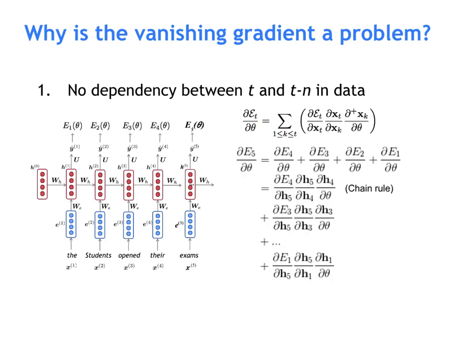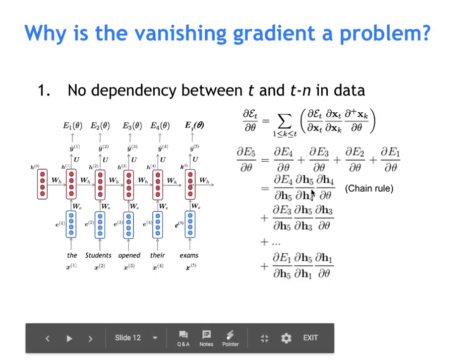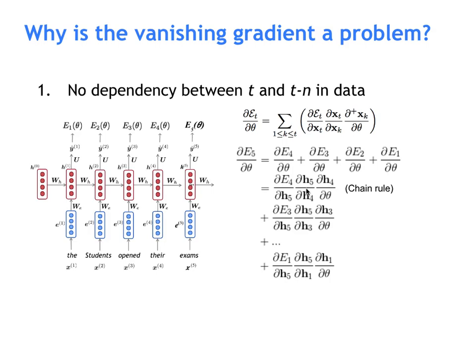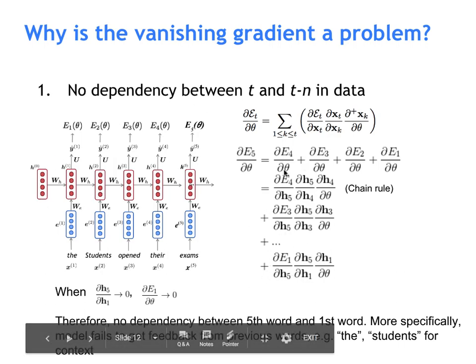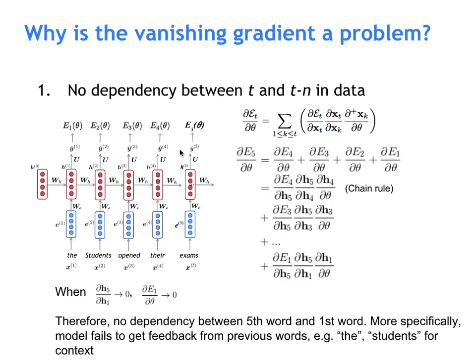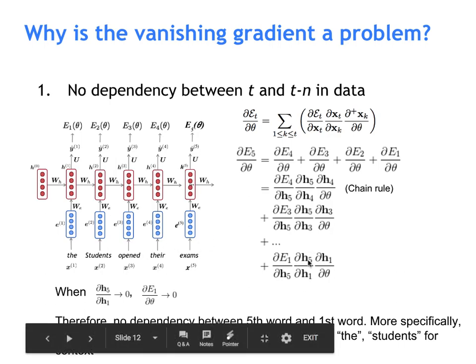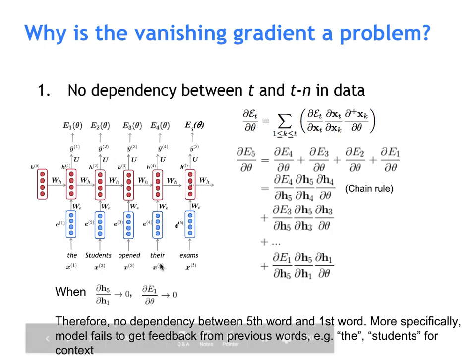To calculate the gradient for time step number 5, we do dE5 over d theta. Then it's a sum over all the previous time steps. Actually there's a typo here: there should be a dE5 over d theta here as well, but it should be the same in the formula. So this equals dE4, and you break it down with the chain rule and propagate backwards: the sum of dE4, then dE3, dE2, and dE1. At E1 it is zero, meaning the whole thing here is zero. So that's why there's no information propagating from 1 back to 5.